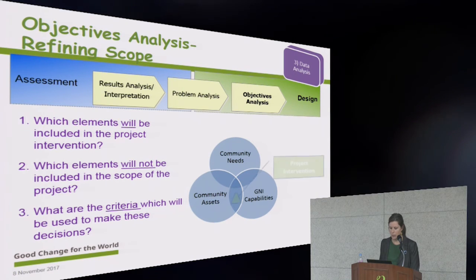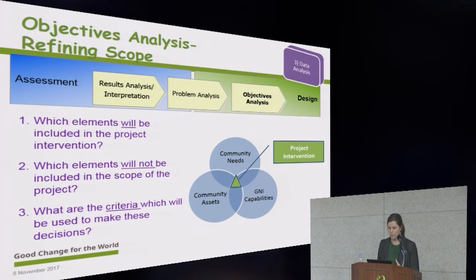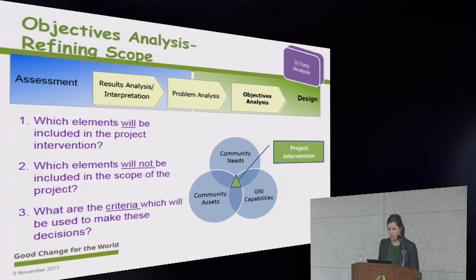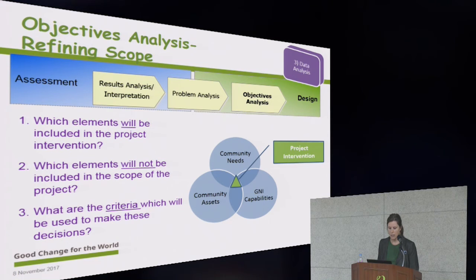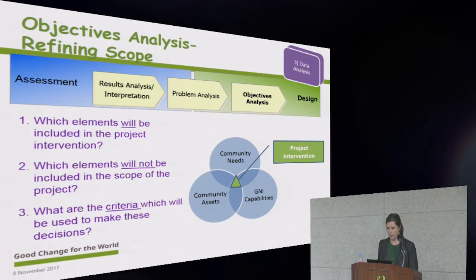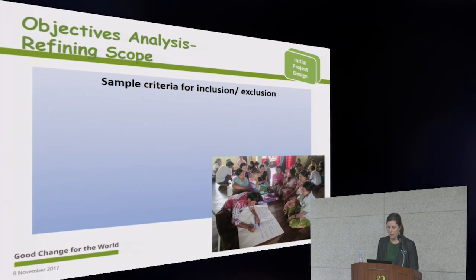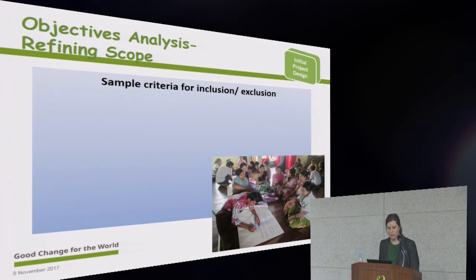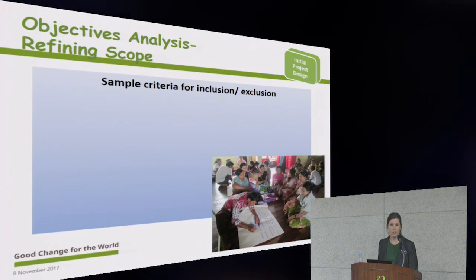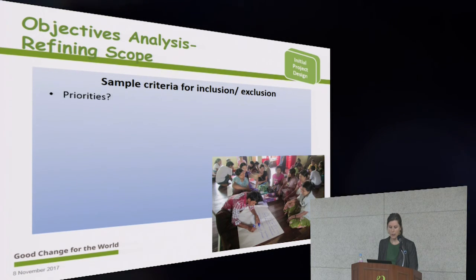So when narrowing the scope of the project, consider that the best project designs combine our target population's greatest unmet needs and their strongest assets and GNI's unique capabilities. So right here in this overlap is the best project design. While focusing the scope of your project from the larger objective tree, some criteria that you could consider in order to help determine what you include and what you don't include could be priorities. So what are the priorities of the community?